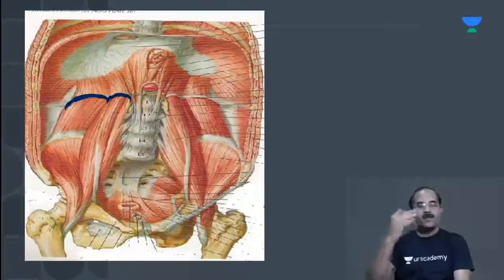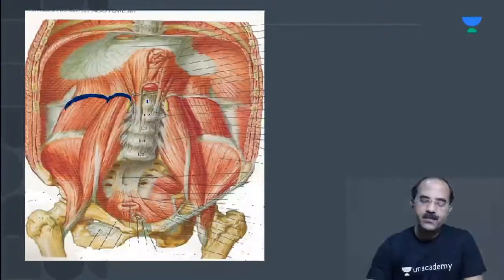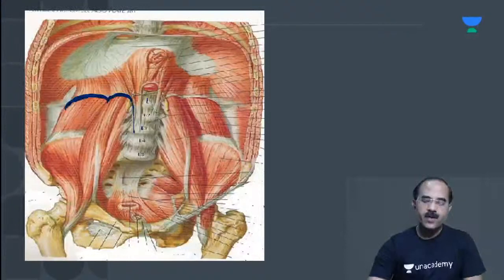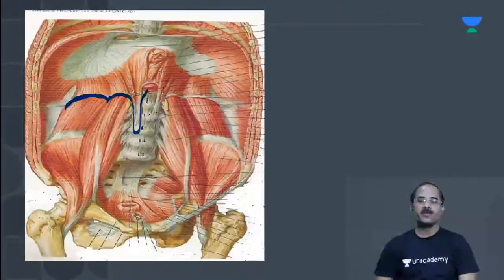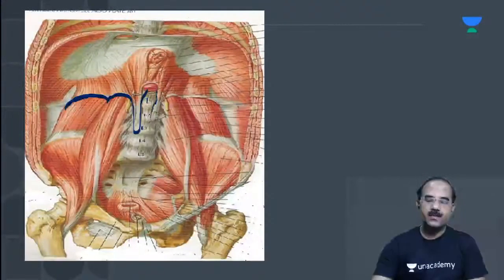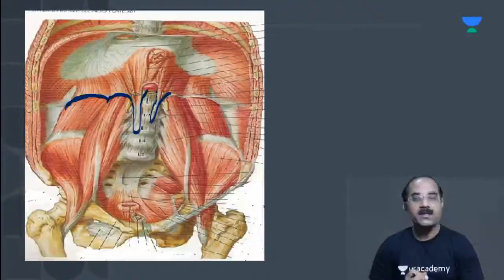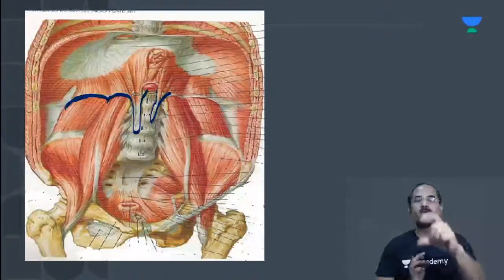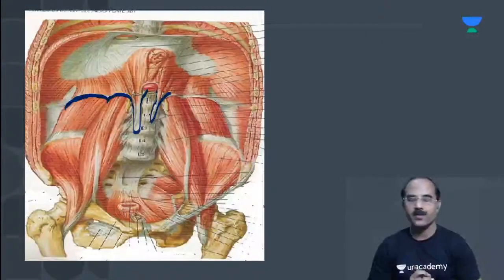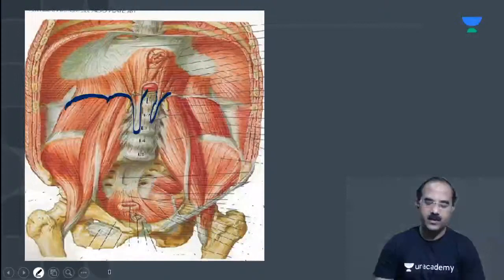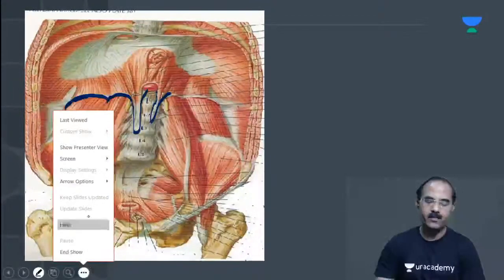Plus, the diaphragm also arises from the bodies of the lumbar vertebrae. Look at that. On the right side, it arises from the bodies of L1, L2, L3 lumbar vertebrae. On the left side, it arises from L1, L2 bodies of the lumbar vertebrae. And this is what we call as the crus of the diaphragm, or the crura of the diaphragm. So all this becomes what? The vertebral origin of the diaphragm.